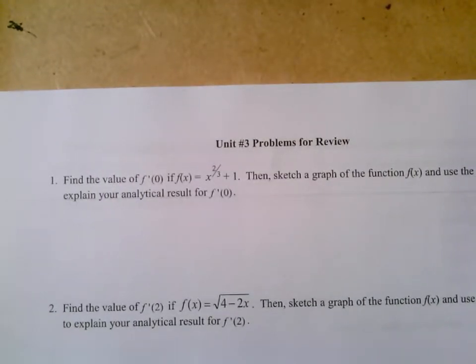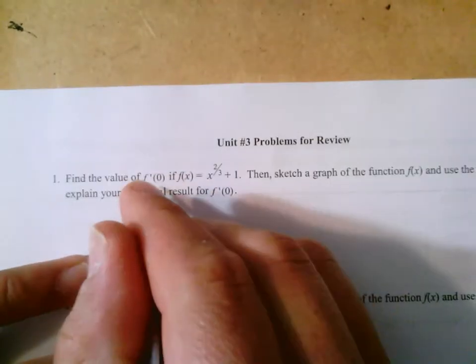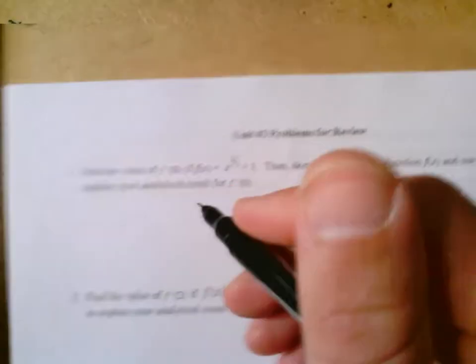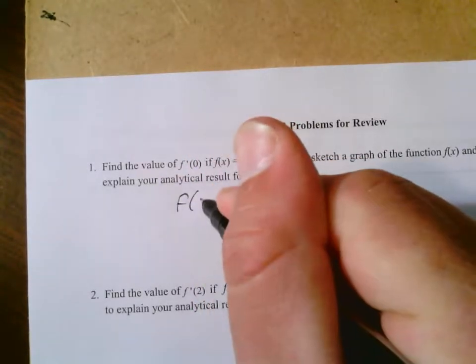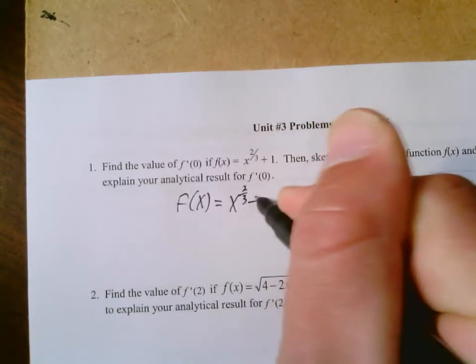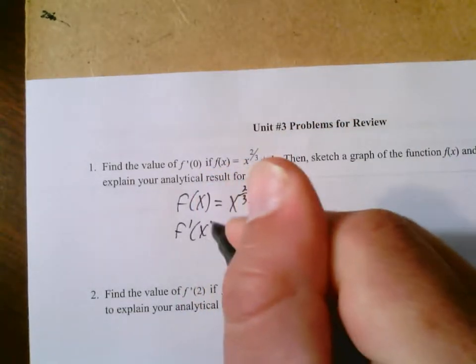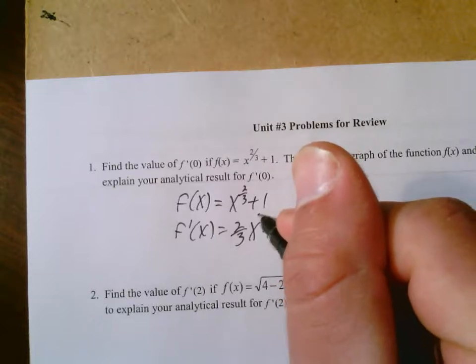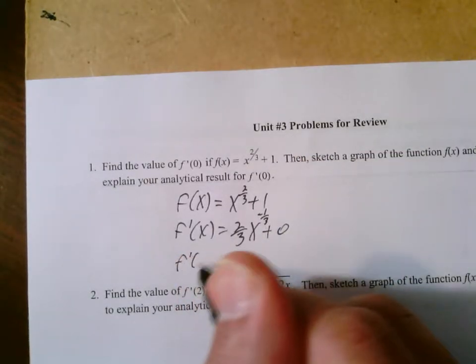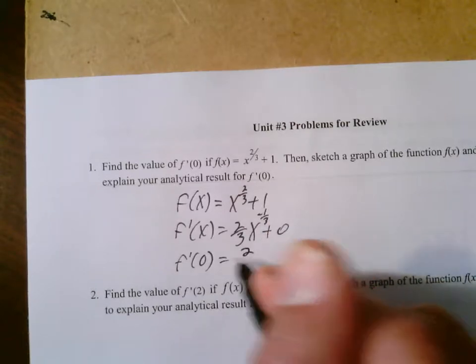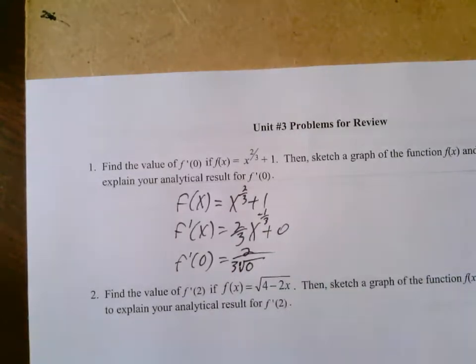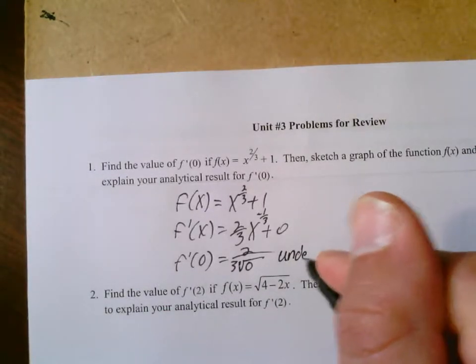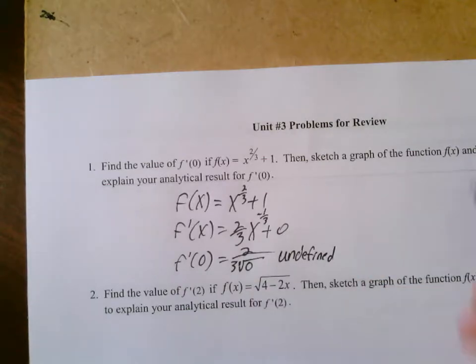Okay, so we're talking about differentiability in this first one. I think we had this exact problem on our homework. It wants to find f prime of 0. So when I plug 0 in, I'm going to get a 0 in the denominator. Undefined, which means not differentiable or vertical tangent.